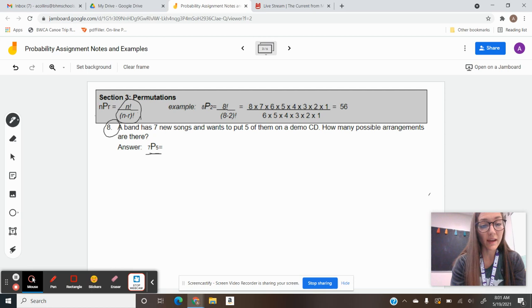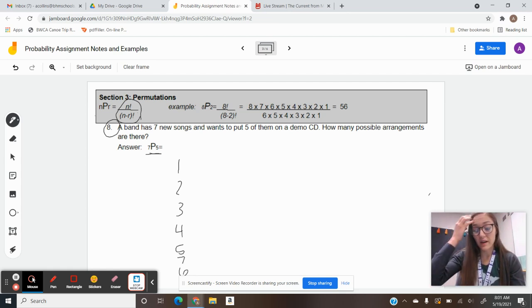All right, so a band has 7 new songs and wants to put 5 of them on a CD. How many possible arrangements could they produce? Remember, if they use the same songs but arrange them in a different order, we're going to count that as a different CD, a different arrangement of songs.